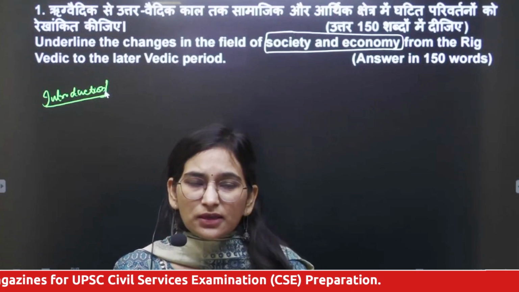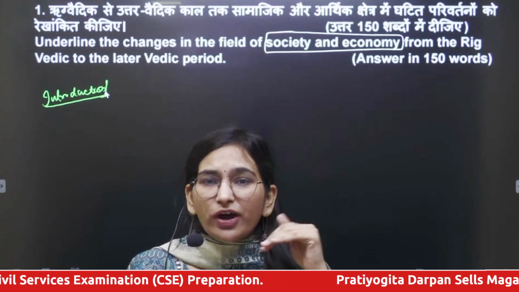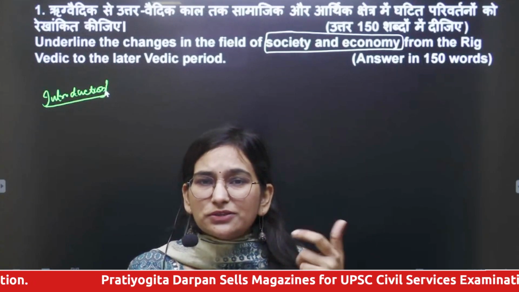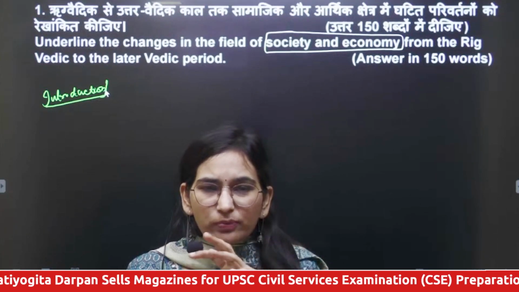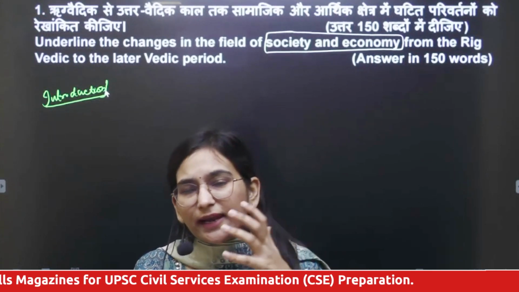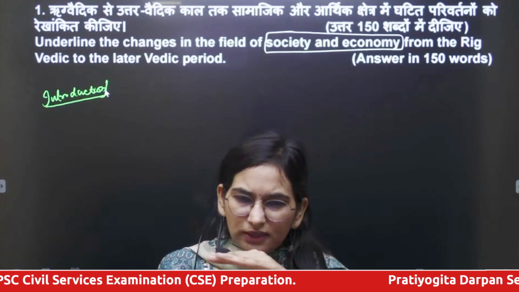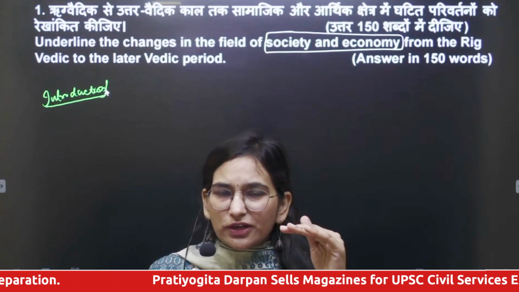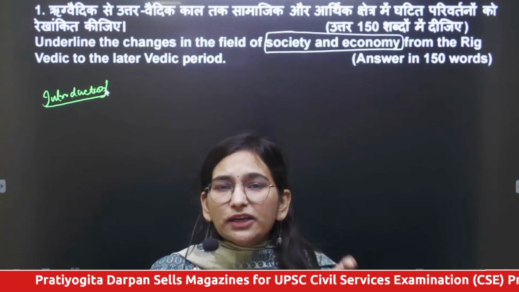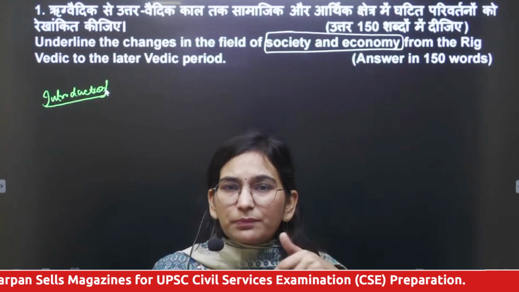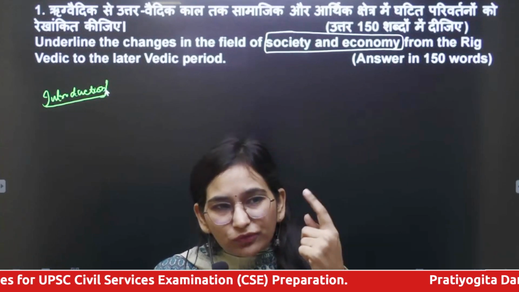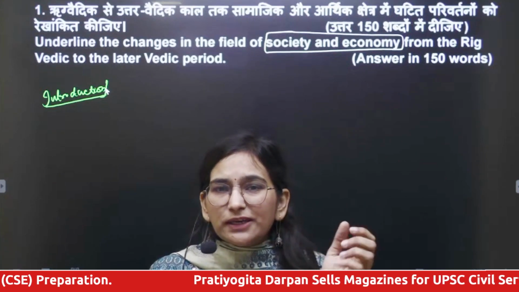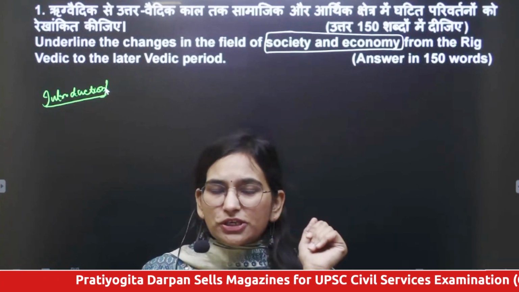The reason for change is mainly the discovery of iron around 1000 BC, and that led to new developments. We had new forest clearance, so there would be a lot of land, and these cleared forests would give us fertile land, that means agriculture would increase, and agriculture would lead to surplus production, and surplus production would lead to an increase in economic activities, and these economic activities would lead to a lot of professions being required.